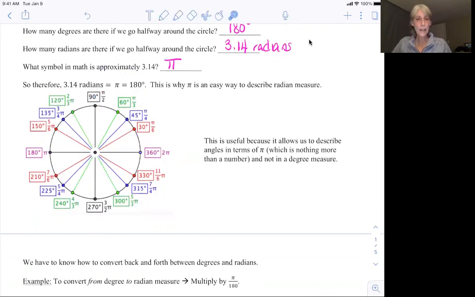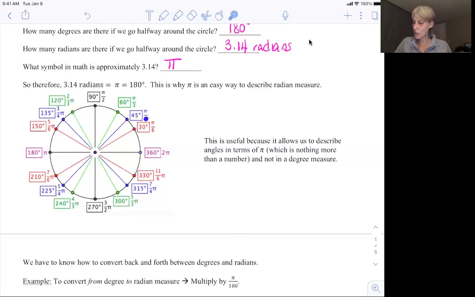Now, if we break our circle into 30-degree sections, this is a little hard to see, but we would have 30 is pi over 6. 60 is really 2 pi over 6, which gives us pi over 3. 90 is 3 pi over 6. So we can break our circle into equal portions.